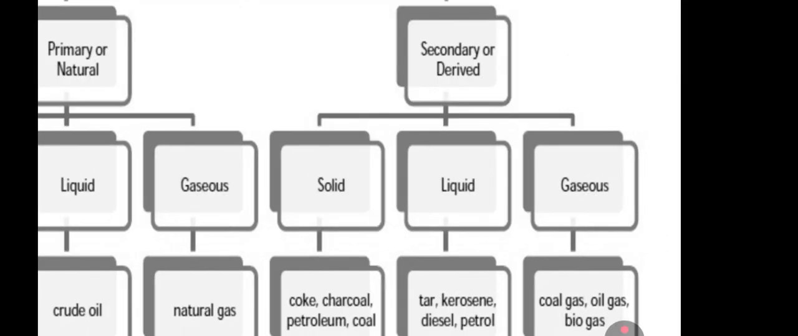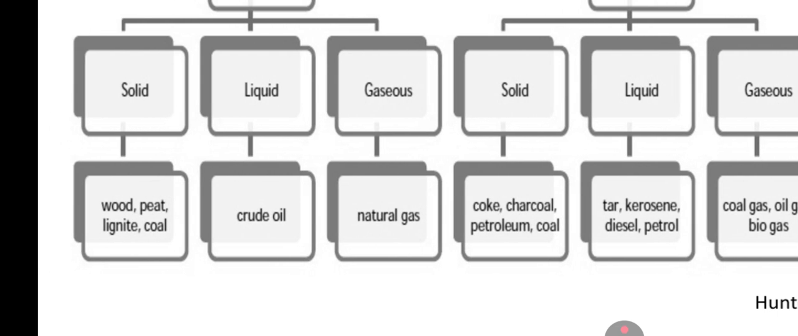Examples of solid fuels are wood, peat, lignite, and coal. Examples of liquid fuels, we have petrol, kerosene, and all of them, they are from crude oil. Gases, we have natural gases such as methane, ethane, propane, and the like.